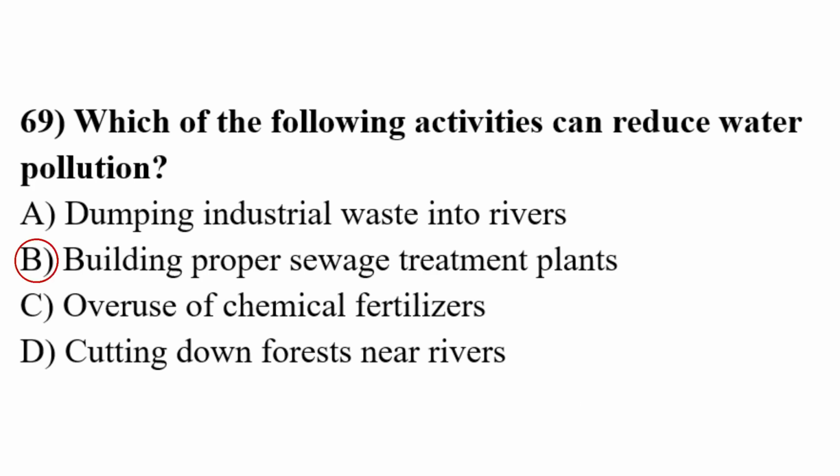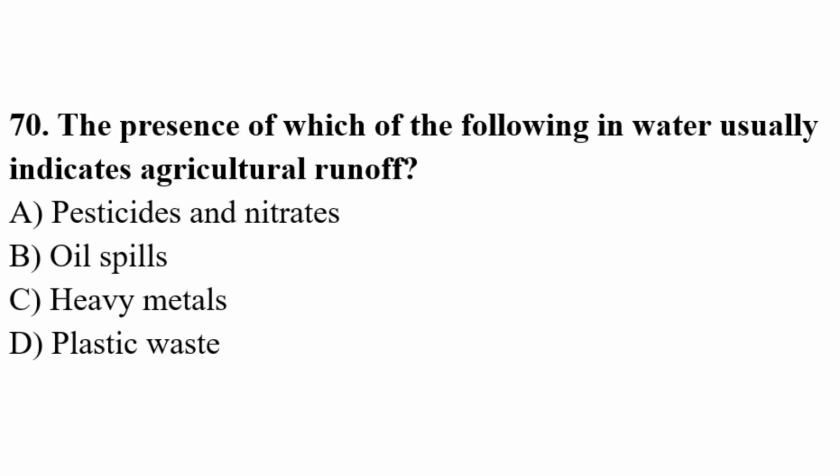Answer: B. Building proper sewage treatment plants. 70. The presence of which of the following in water usually indicates agricultural runoff? A. Pesticides and nitrates. B. Oil spills. C. Heavy metals. D. Plastic waste.